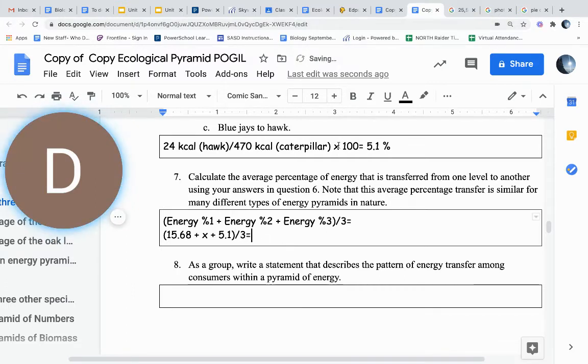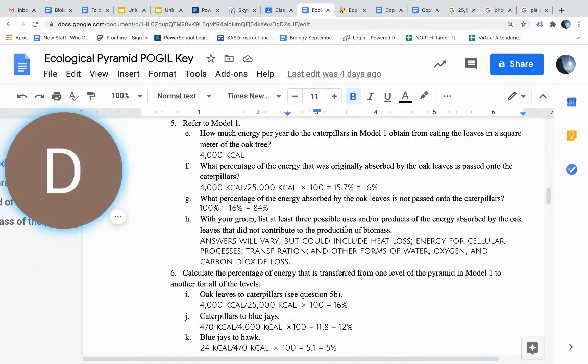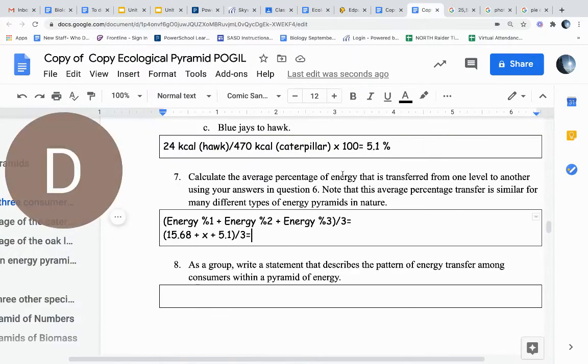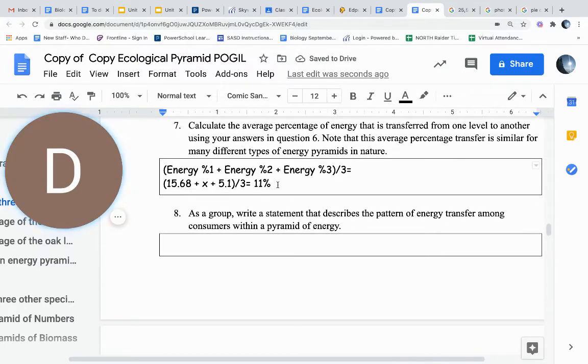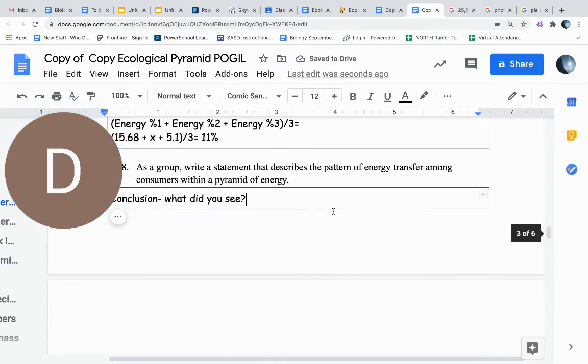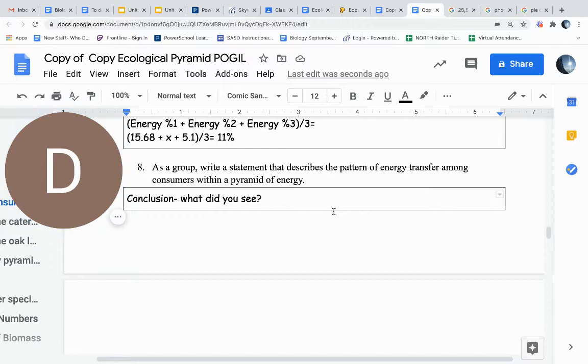So calculate that out, and I'm seeing that we should be getting somewhere in the range of 11%. So make sure you get that, or somewhere thereabouts. And then individually write a statement that describes the pattern of energy transfer among consumers within a pyramid of energy. So this is like your conclusion. What did you see? How much energy got transferred on average? Why might that be? Maybe what did you see and why?